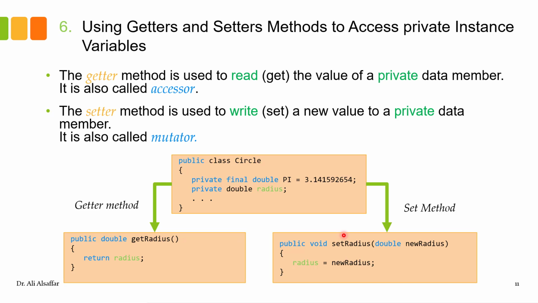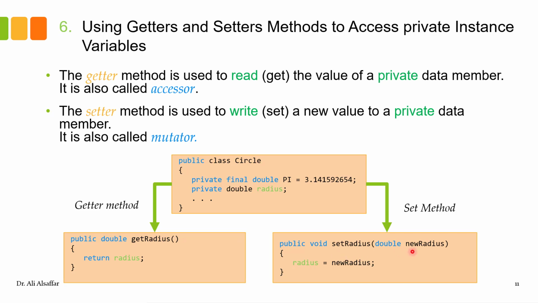Since it is going to change the value of the private data, you need to provide the new value through the parameter. Since the instance variable radius is double, the input parameter should be double. If it is char, then the input parameter should be char. The purpose of setRadius is simply taking the input and saving it into radius.